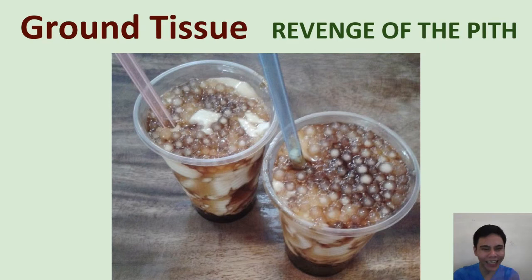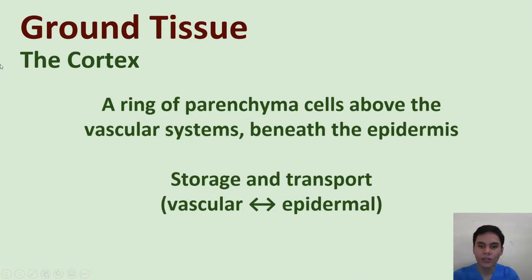One example of pith is tapioca. The tapioca starch is harvested from the pith, so the sago in your tapioca balls is part of the pith of the palm plant. It's actually poisonous in its raw state. It has to be processed in order for us to be able to eat it.